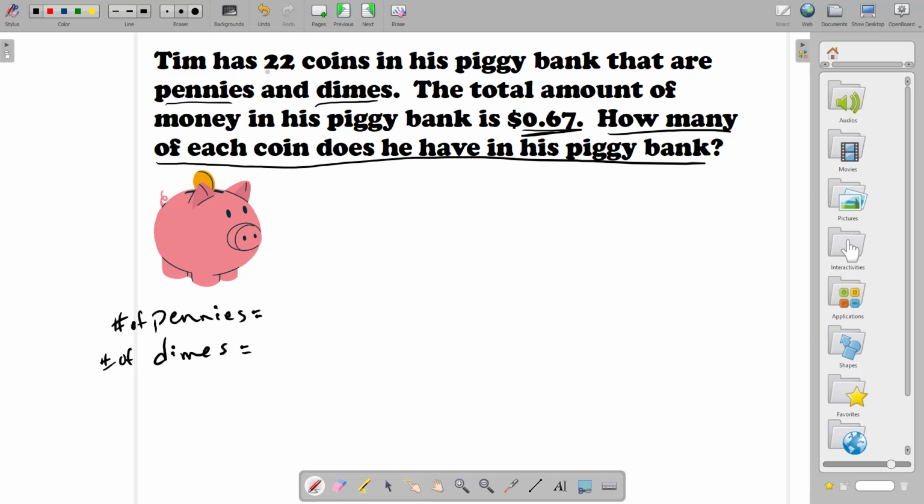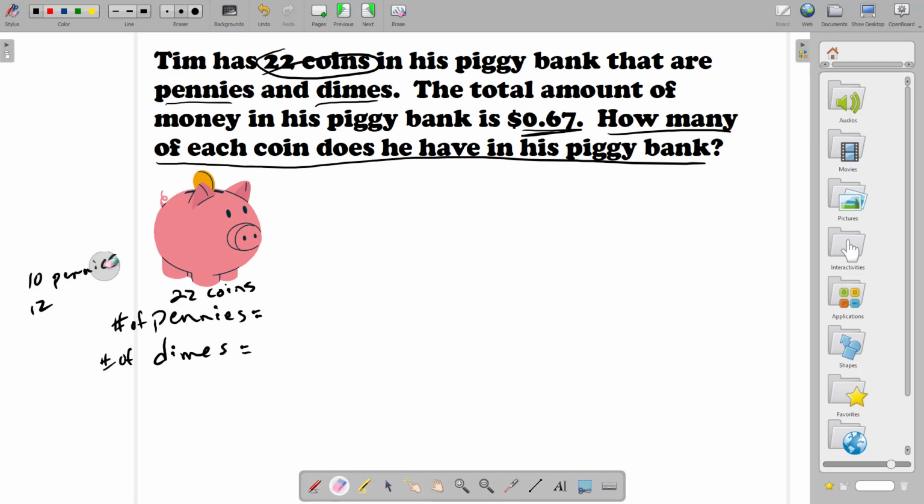Okay, we're told that we have a total of 22 coins. So the number of pennies and the number of dimes add up to 22. All right, let's say that I told you that there were 10 pennies. Then how many dimes would we have? Well, you would take 22 and subtract 10, and that would give us 12 dimes.